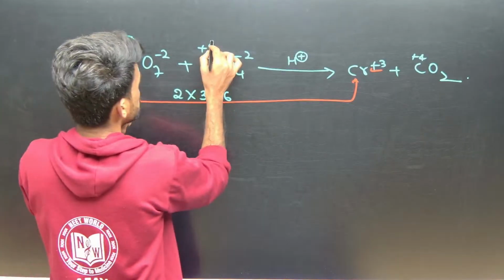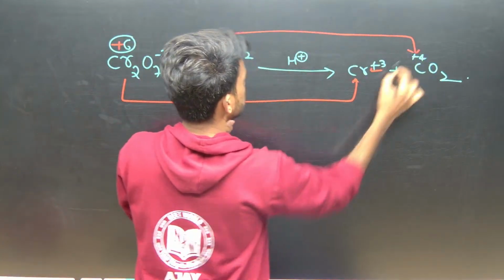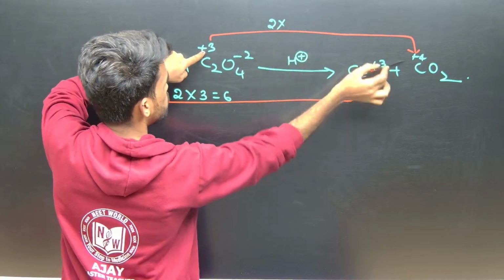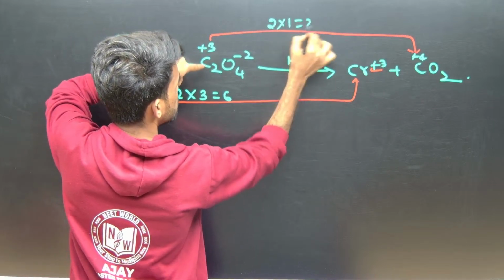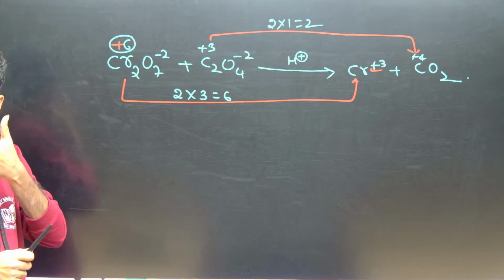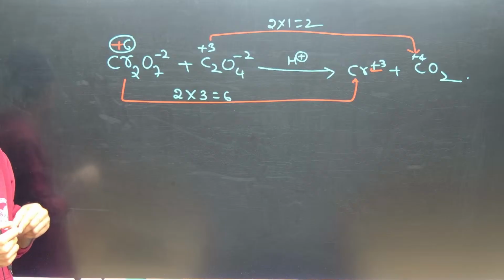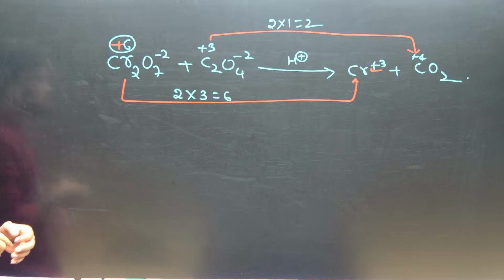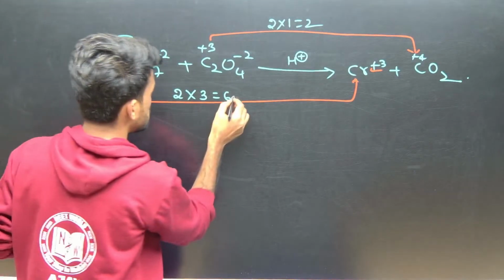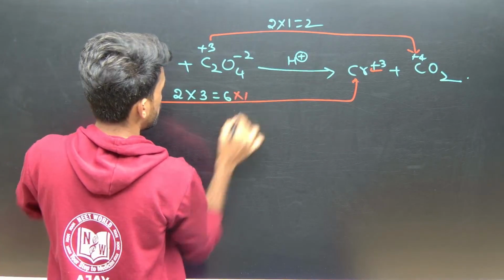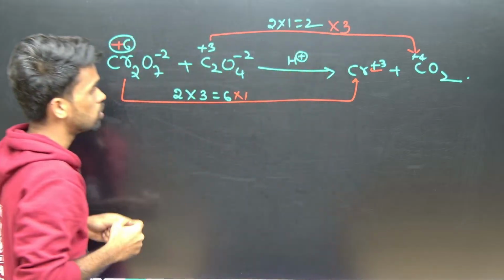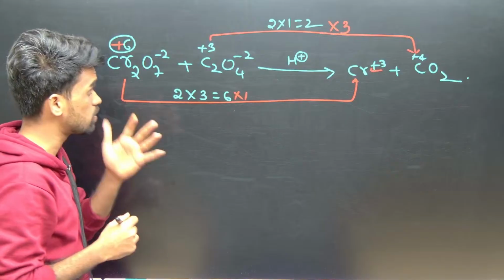Now what about this? 2 carbons, each carbon is plus 3 to plus 4, means 1 electron. So after that, are they the same? Number of electrons gained and lost, are they same or different? Here it is different. So you just take this reduction equation as it is, but multiply the oxidation equation with 3. Therefore the number of electrons becomes equal in both cases.